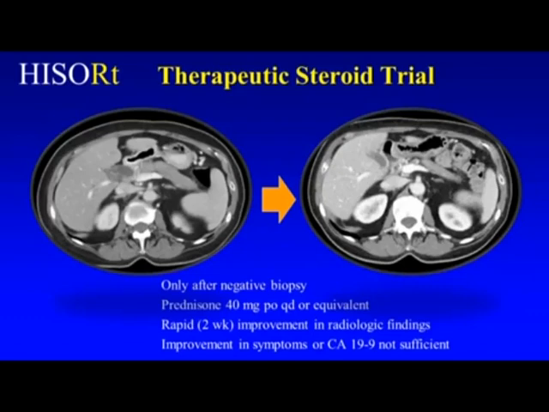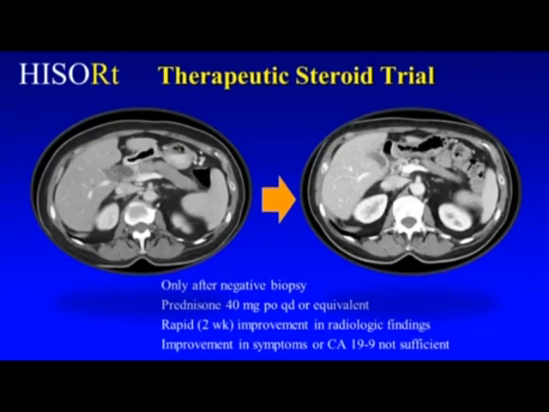And moving on to response to therapy, this should only be performed after an aggressive attempt at excluding malignancy. But then once you've decided that you think there's a high likelihood of autoimmune pancreatitis, you can proceed with treatment with high-dose prednisone, 40 milligrams a day or equivalent, and you look for a rapid response in imaging.